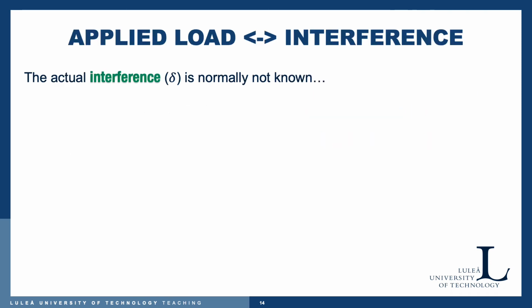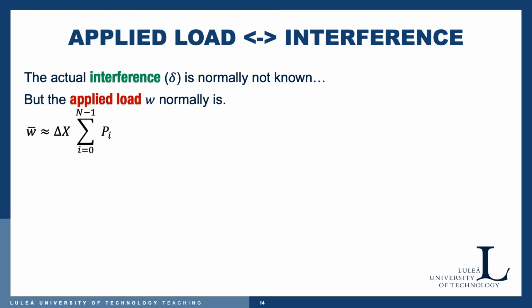We understand that there must be a relationship between the applied load and the interference, and normally the interference is not known, but the applied load is. And we have seen that we can formulate the expression for the dimensionless applied load either by this summation type of formulation or in vector matrix form like this. Moreover, we know that the deformed gap is given by this linear relationship to the pressure P.